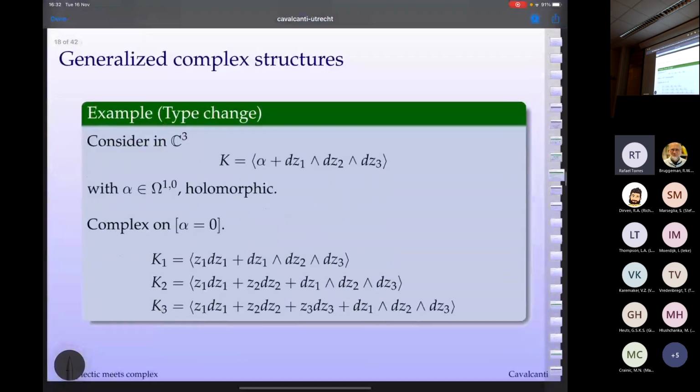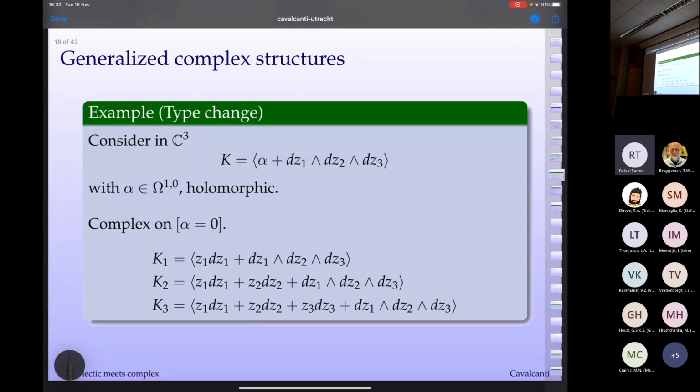And then you can say, well, what if I was in higher dimensions? Is it as simple? Well, in C3, I have a few examples appearing here. So I can consider an alpha (1,0)-form plus dz1, dz2, dz3. And as long as alpha is holomorphic, so del bar of alpha is equal to 0, this is always going to be a generalized complex structure. I'll always satisfy the integrability conditions as well.